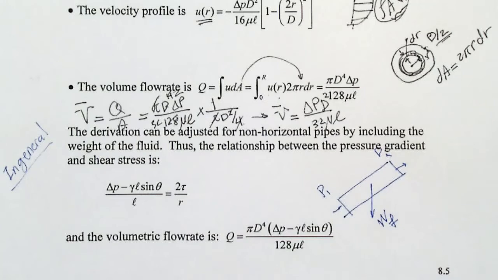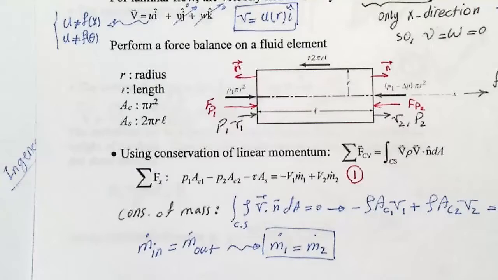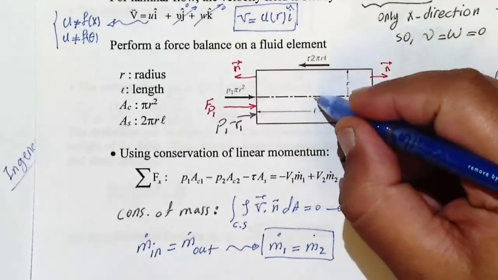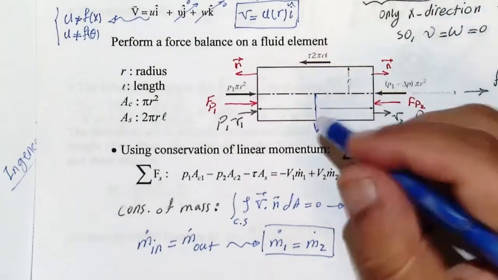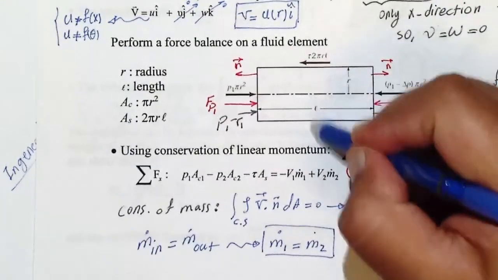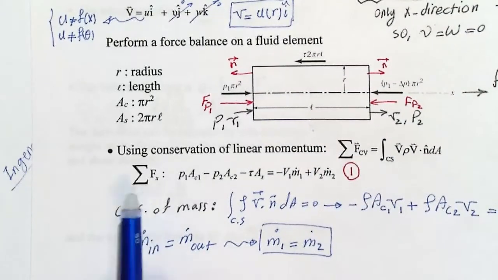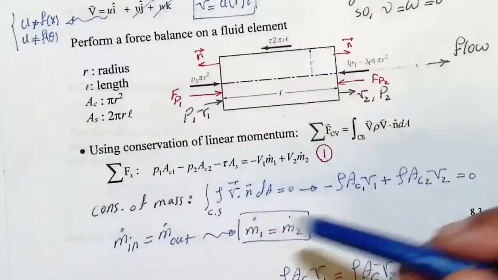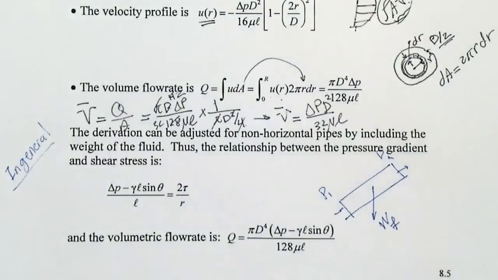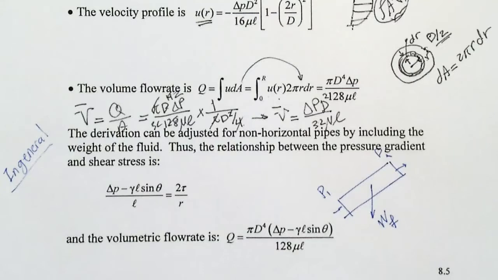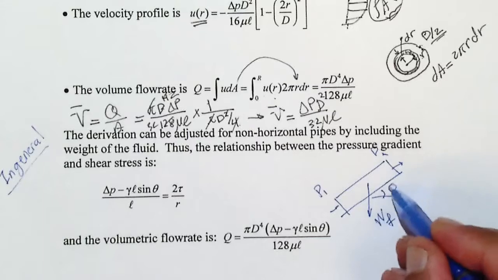If you remember, here we have a horizontal pipe, right? So the weight force was in this way, which is 0. It doesn't have any effect in the x direction, and we write sigma F only in the x direction, and W is in the y direction, so we didn't care about it. But in general form it means you have an inclined pipe, that you have a theta angle here, right?